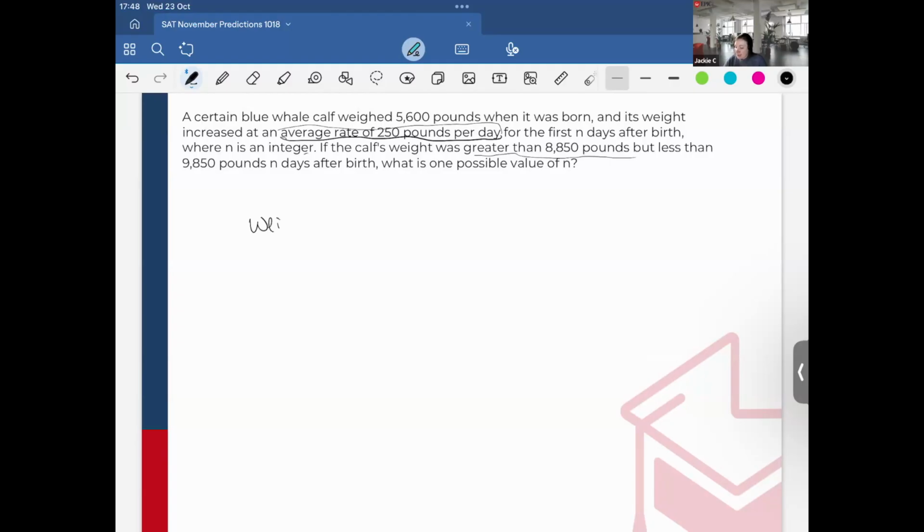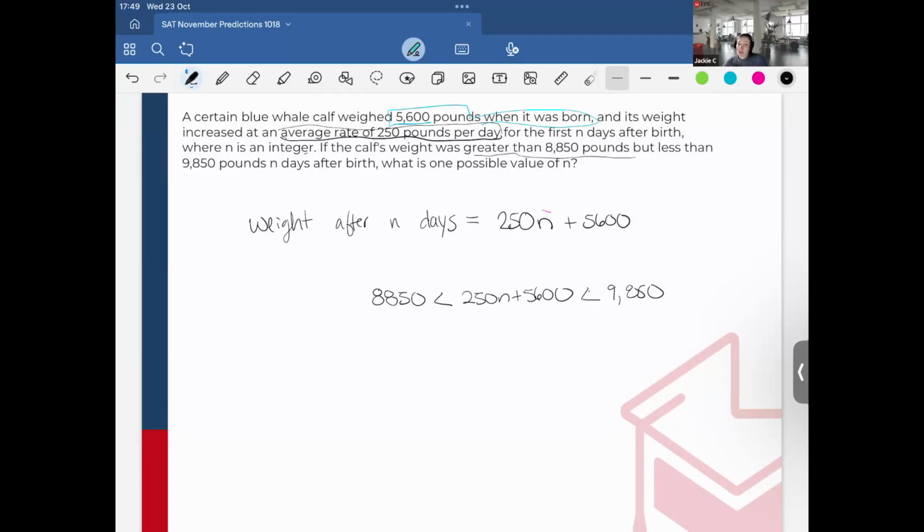Okay, so let's see. The weight after n days is like the y-intercept when it was born, the initial value. It's 5,600, and its average rate of change, like the slope, would be 250 n plus 5,600. So for each day, it will gain 250 pounds per day. And then it's always going to have that initial value, what it was born at, 5,600 pounds. And then it tells me that this is in between. It's greater than 8,850, but it is less than 9,850 pounds. And then I just want to solve for one possible value of n.